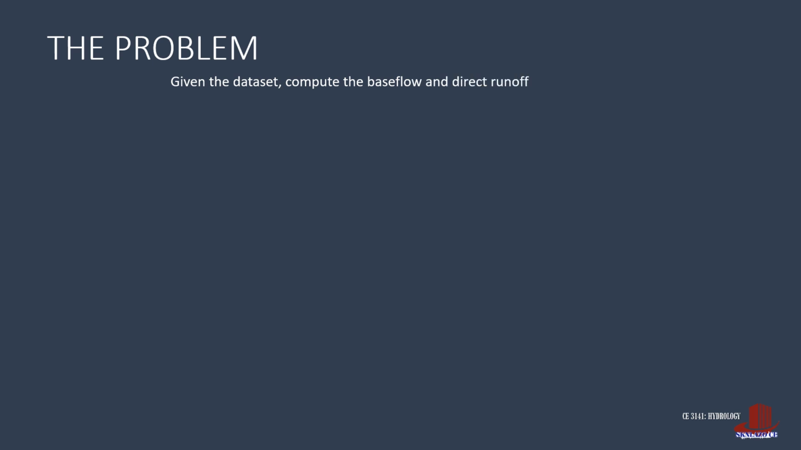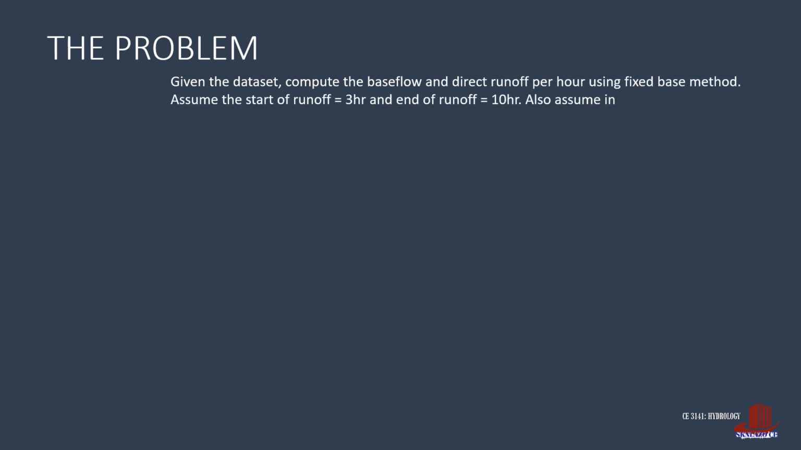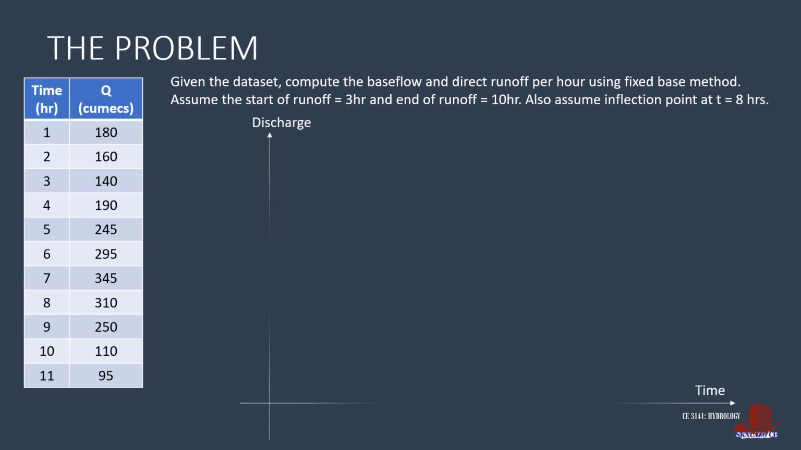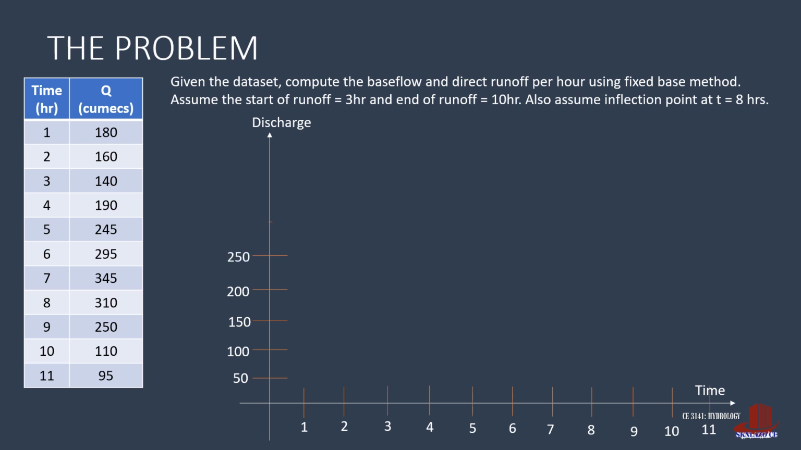From the same example, we are to separate the base flow using the third method, which is the variable slope approach. The assumptions for this example: the point of runoff start is at t of 3 hours. Then peak discharge happens at t of 7 hours. The end of runoff is still at t of 10, and then there's another parameter which deals with the inflection point. This is assumed at t of 8 hours.